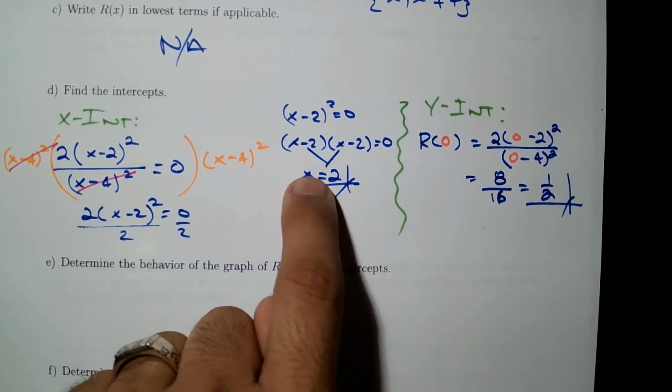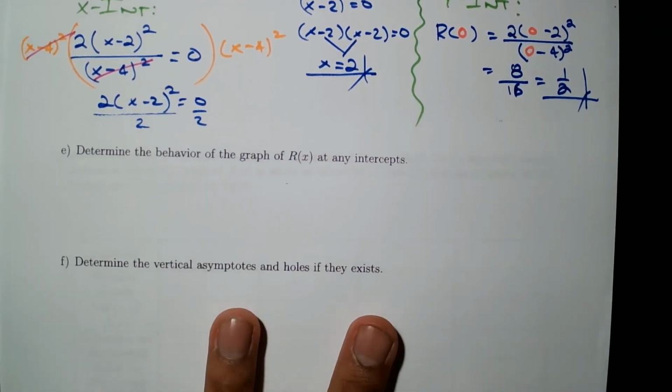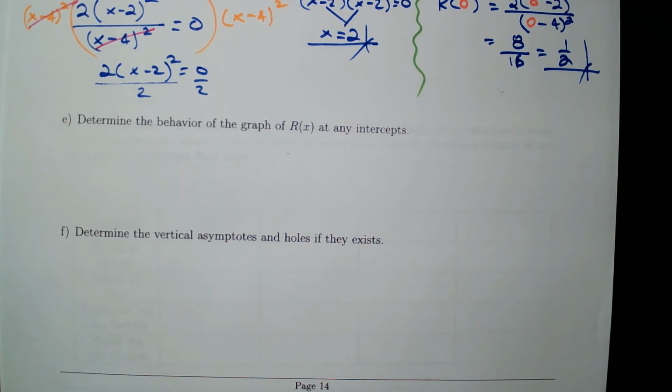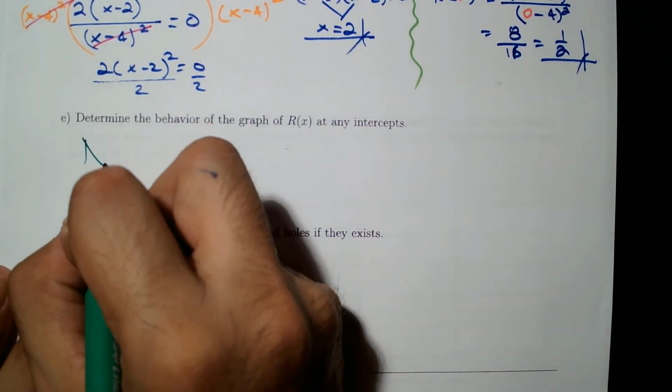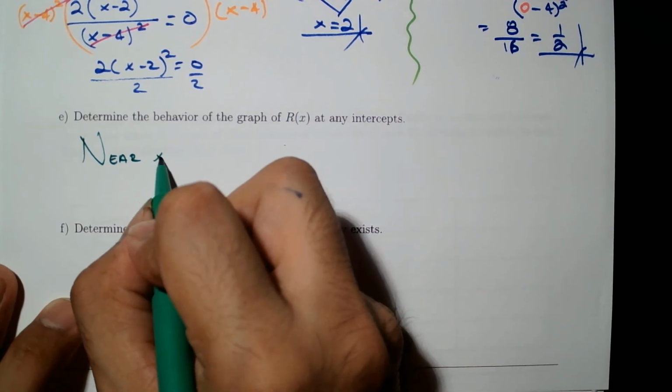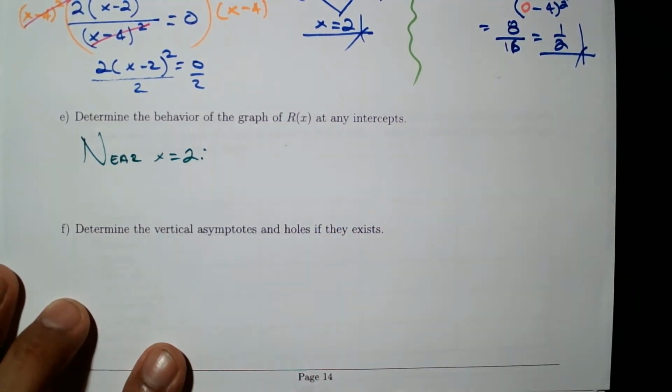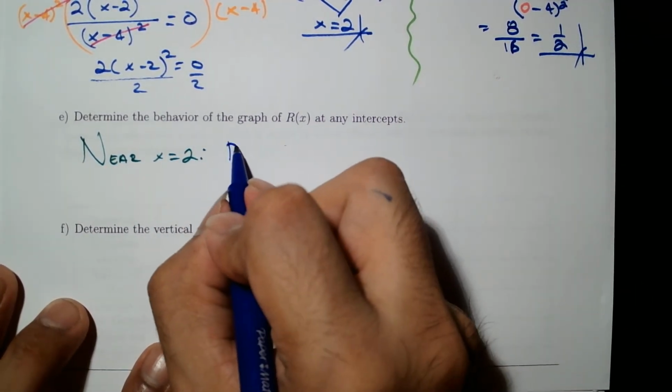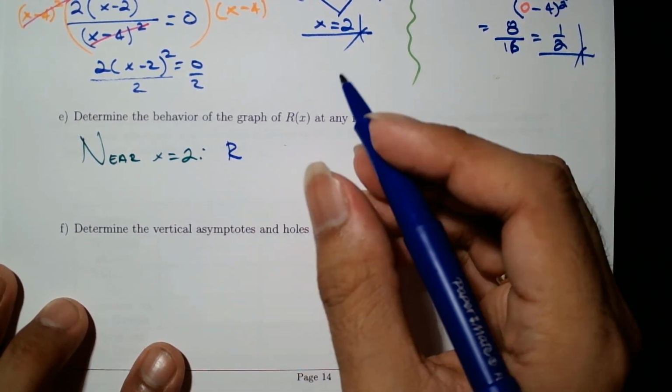So in this case, we have both x and y-intercepts. Determine the behavior of the graph around any intercept. So in this case, the x-intercept. That means near x equals 2. In this case, I'm going to find an approximation for r of x.